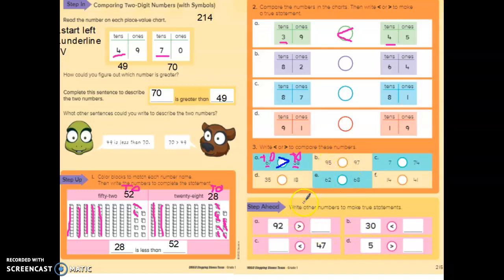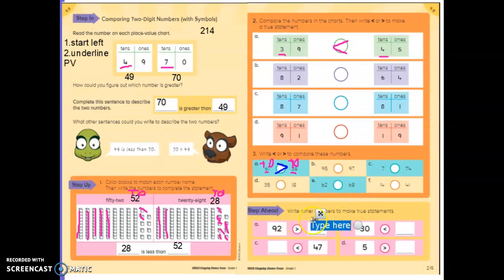The step ahead, it says write other numbers to make the statements true. So 92 needs to be greater than any number. So any number you can think of that's less than 92. So it could be 91, or it could be 45, or it could be 63 or 68. Any number that's less than 92.